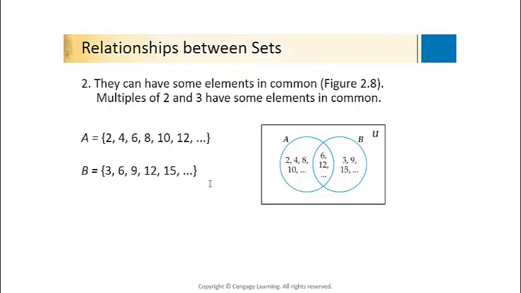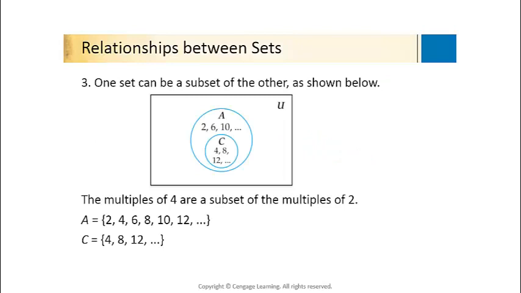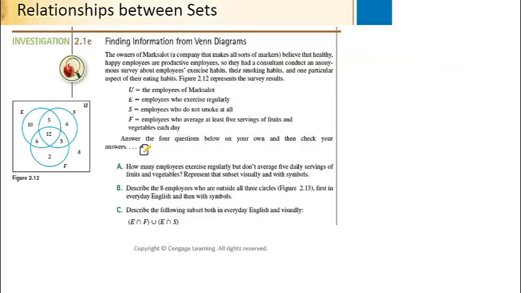And sometimes we can look at, in set A, those are the elements that are multiples of 2. Set B are the multiples of 3, and then those in the intersection are the multiples of 6, or both 2 and 3. And sometimes we can have a set that is entirely contained in another set, and that's fine too.